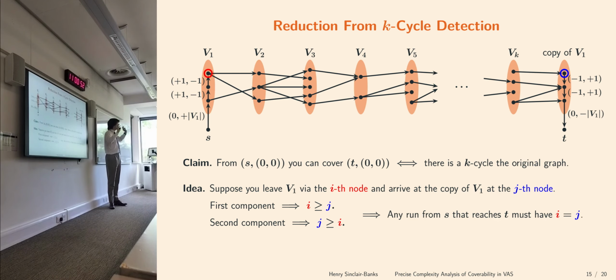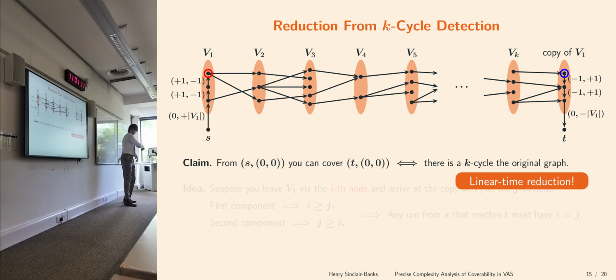Together, we know that any run from s to t must satisfy that if you left V1 at the ith node, you must reappear at the ith node in the copy of V1. That means you've got a cycle, right? Because I can now rewrap this round and these two nodes match, and so I must have a k-cycle in the original graph. Importantly, this is a linear time reduction.